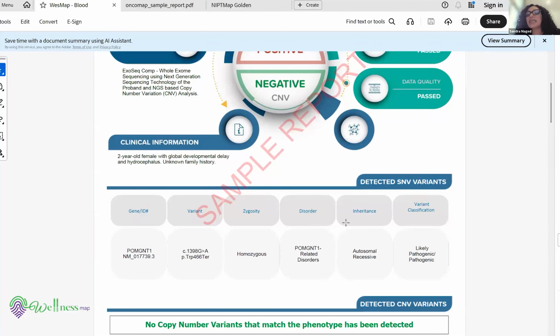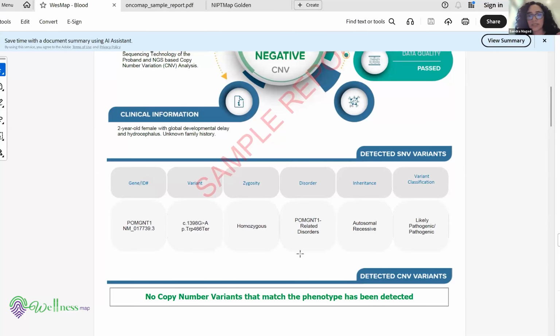VUS means that it is a variant of uncertain significance, meaning that we cannot say whether this specific variant could cause a disease or not. So it is still unknown in the scientific world. Then we have likely benign. Likely benign means that it most probably does not cause any diseases. And then benign means that it for sure doesn't have any relation to the disease that we're seeing or whatever disease it could be.